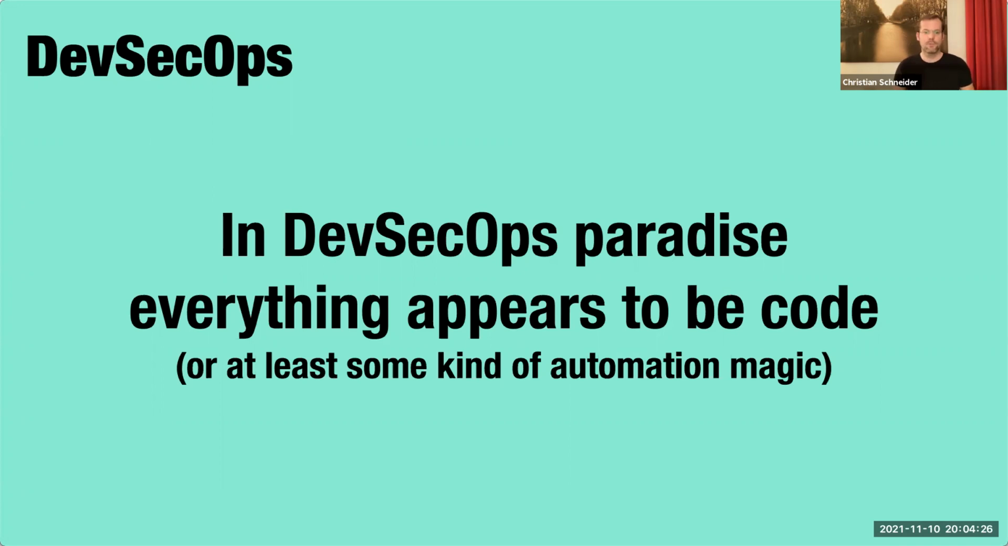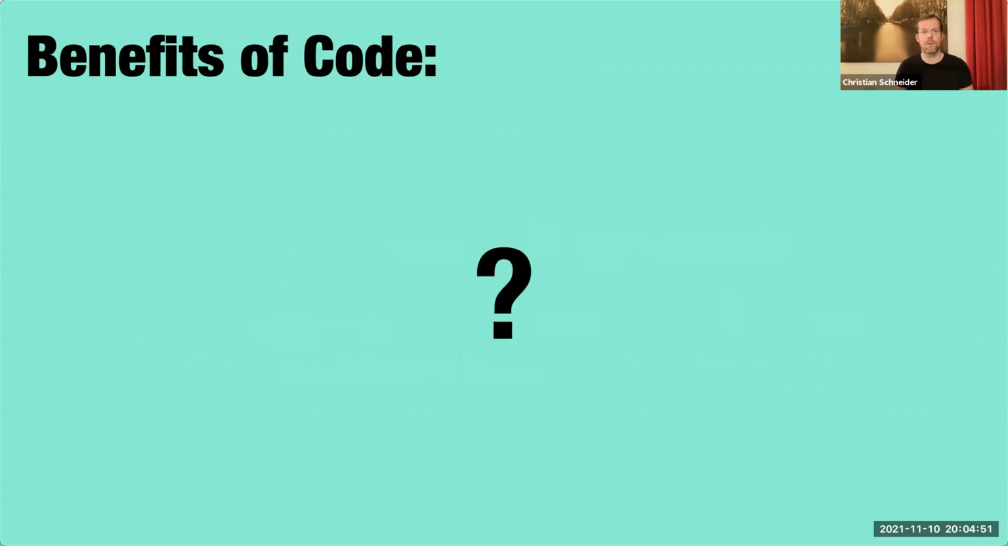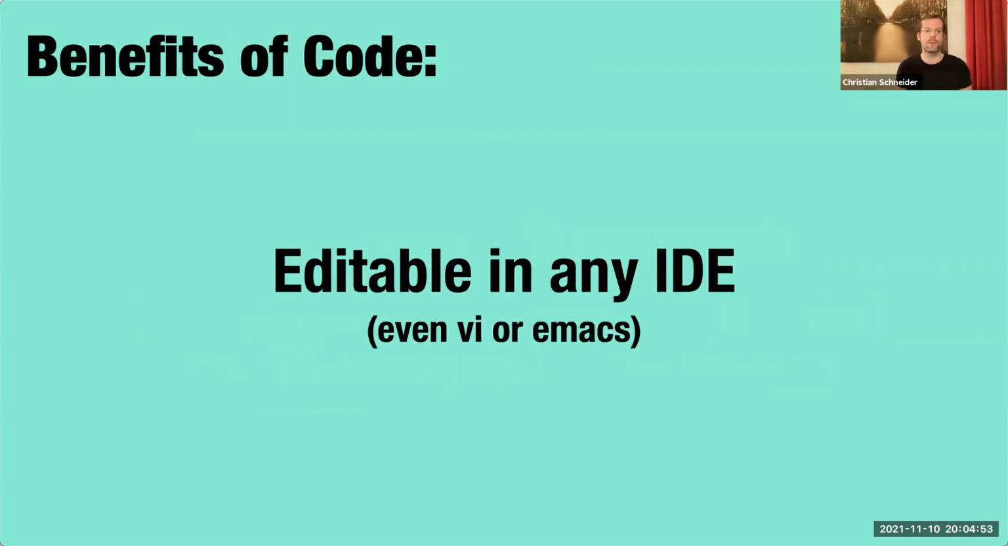And that means to try to automate some kind of threat modeling stuff as best as possible. And in the DevSecOps approach, everything appears to be some kind of code or declaration of something, some declarative stuff. So some kind of automation magic. So the idea was, why not let the threat model be something like code? So to have the same benefits. What are the benefits of something like code in a DevSecOps or in an automation way?